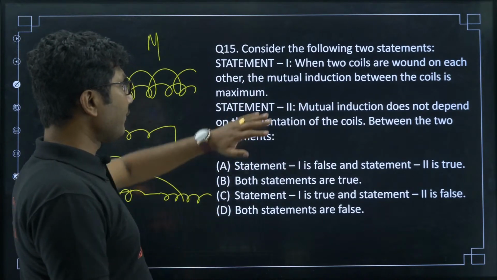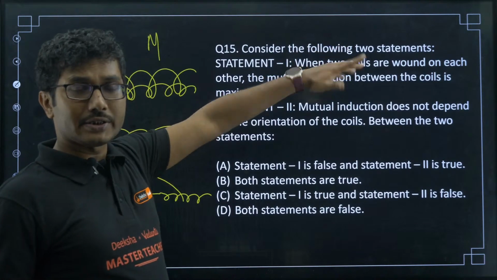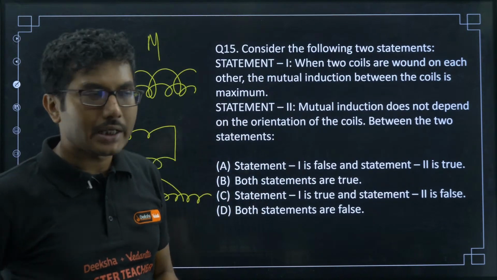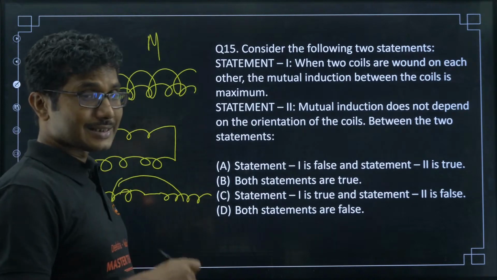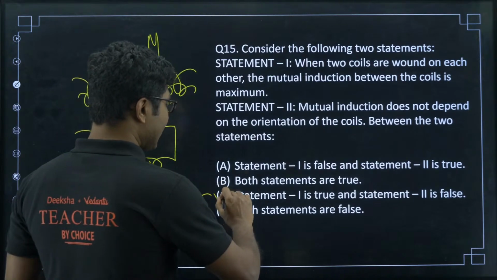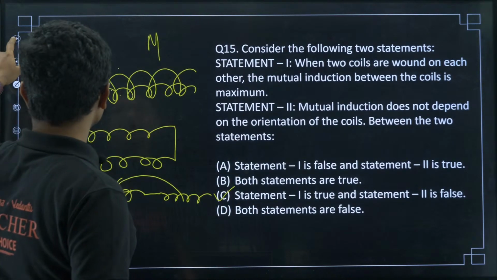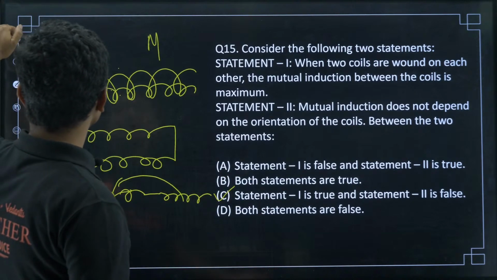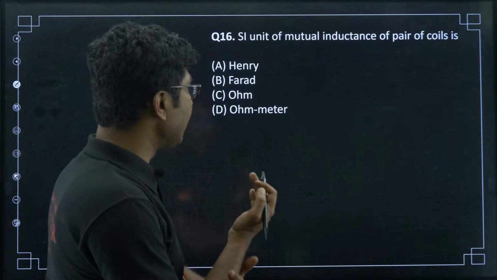If statement 2 was correct, it would mean that however you wind the coils, you will get the same mutual inductance, right? There are different values of mutual inductance in such cases. If you have studied for JEE, you will know, otherwise that formula is not in the syllabus. I will not discuss it because it is not important for PU or for KSET. JEE we are not discussing, so we will leave it.